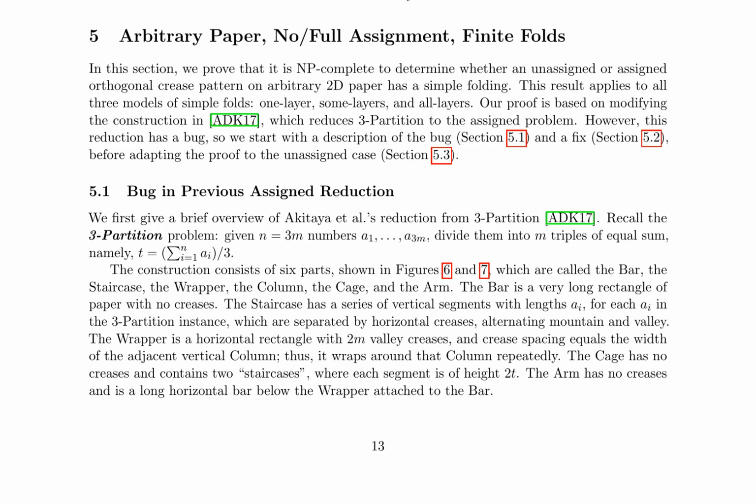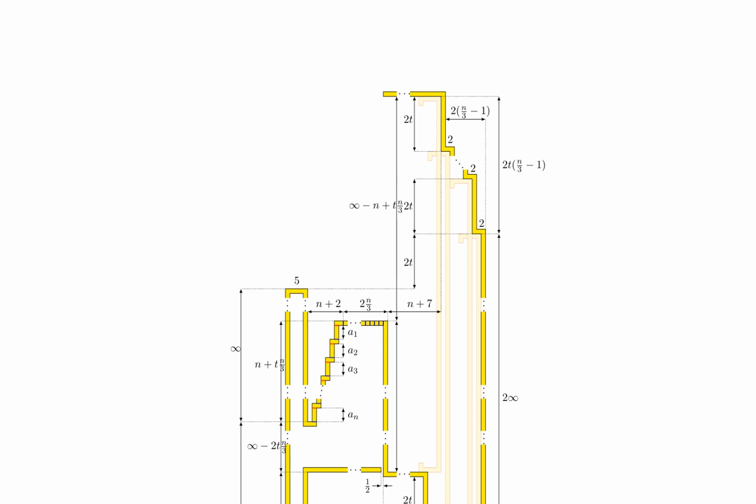The authors then adapt the proof to the unassigned case. In this model, the reduction still applies, but it is more complex due to the lack of pre-assigned creases. They show that the reduction still demonstrates NP hardness even in the sum-layers model, as every no instance in their reduction is not foldable in the sum-layers model. This is achieved by ensuring that the number of mountains and valleys differ by exactly 2 around any vertex, making it impossible to fold the no instance in the sum-layers model.